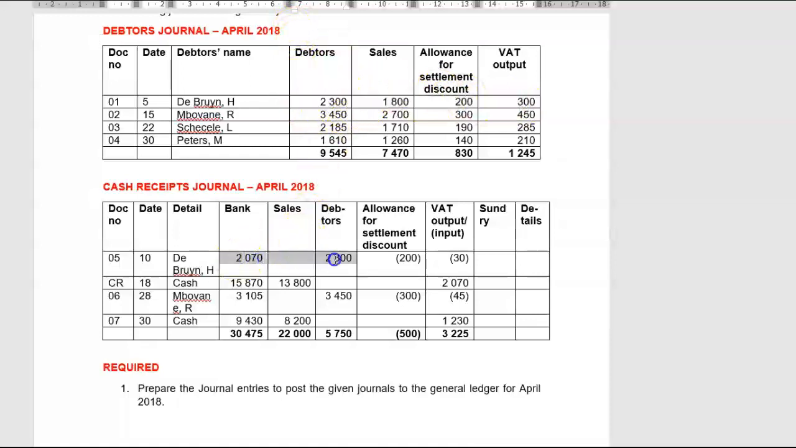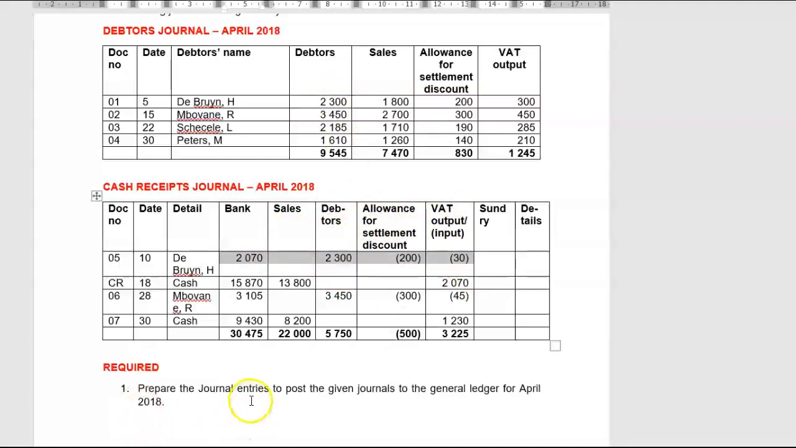If we look at the cash receipts journal, it is the full transaction that's posted in the cash book receipts journal. In the bank account will only be reflected the amount actually received. In the debtors column will be reflected the full outstanding amount of the invoice that was paid. And then the difference between the two is settlement discount and VAT on the settlement discount.